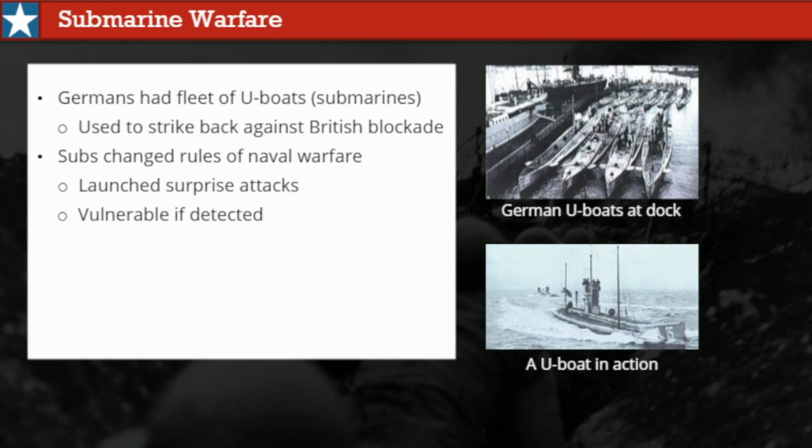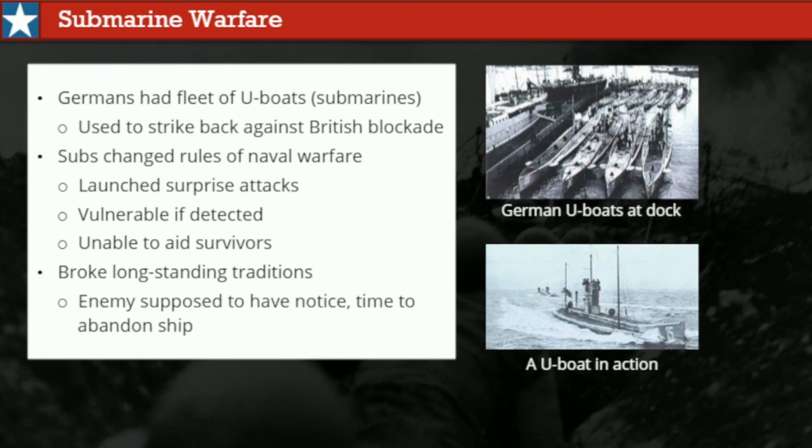Because of this, subs could not make themselves known before an attack. They struck without warning, and because of their small size, were unable to pick up or aid survivors from the ships they sank. This broke the long-standing traditions of naval warfare, which held that if a ship intended to sink another, it was supposed to give the enemy notice to abandon ship and time to get passengers and crew to safety first. If a U-boat did that, of course, it would give up its one advantage, the element of surprise, and would probably be sunk itself.